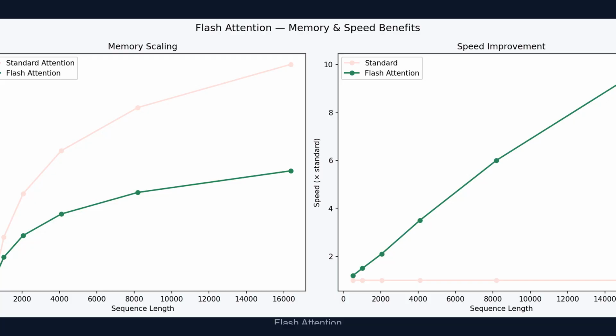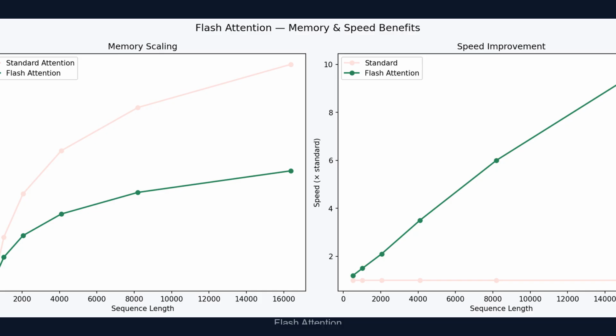Flash attention addresses one of the most significant memory bottlenecks in transformer training. The standard attention mechanism scales quadratically with sequence length in both memory and compute. This chart shows that gap clearly. Standard attention's memory usage climbs steeply as sequence length increases. Flash attention's memory usage grows far more slowly, staying manageable even at long context lengths.